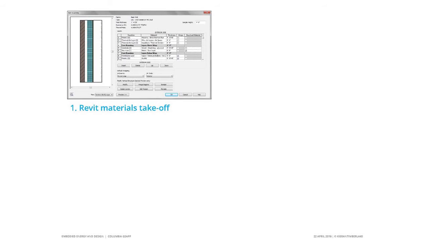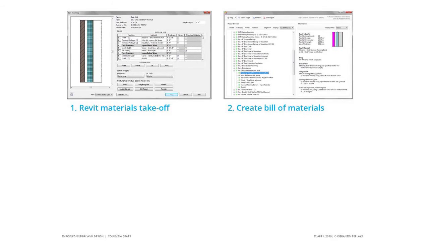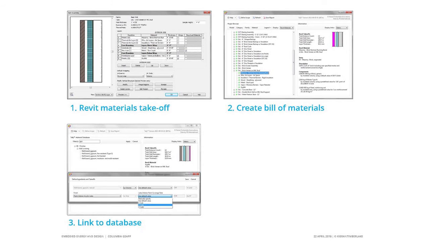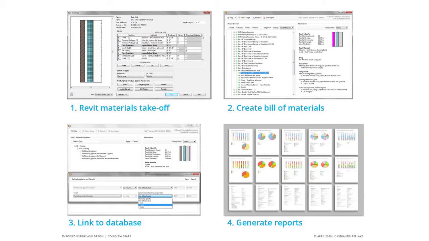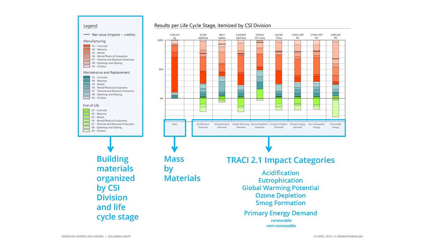So it connects to the Revit materials takeoff. You assign and create a bill of materials that is stored and cached parametrically in the model. It links to a database that's constantly evolving and upgrading. Oh, geez. And it generates a whole series of reports. The output of the model allows you to slice and dice those materials and assemblies in a whole variety of ways.